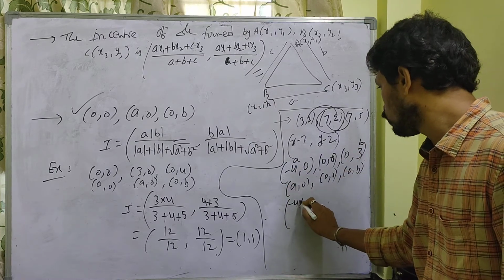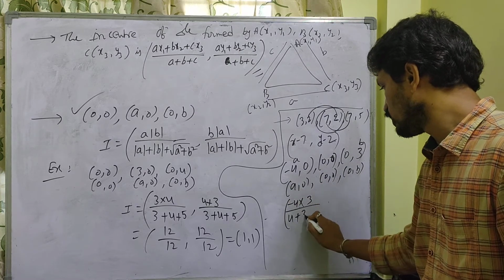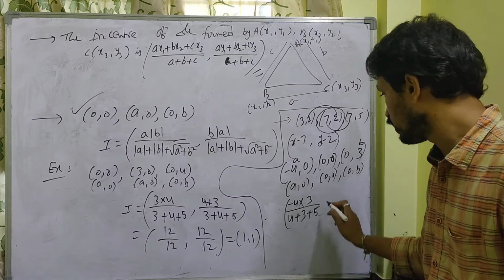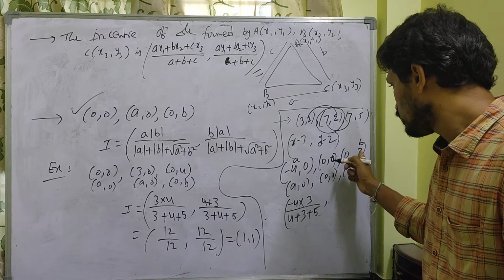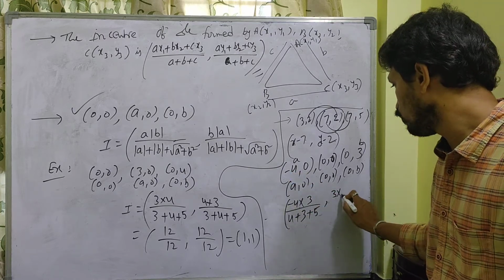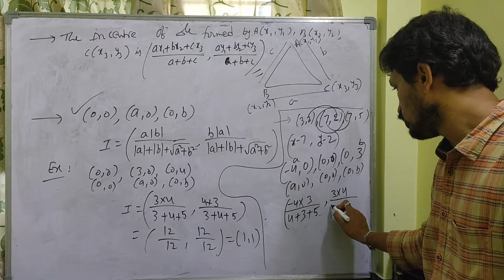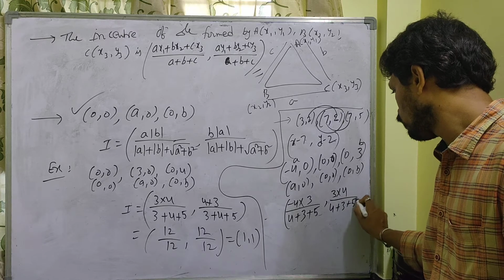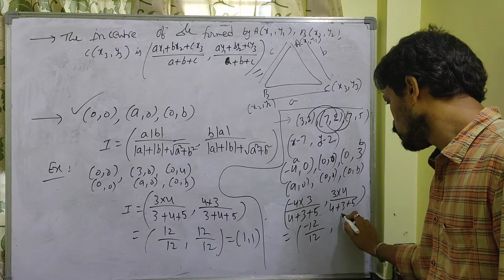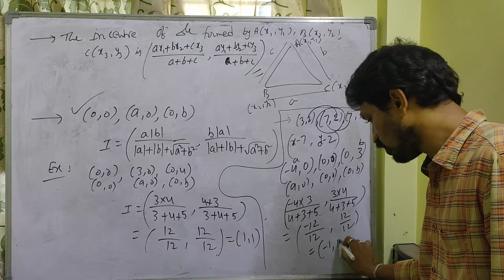So that means minus 4 into 3 by modulus of minus 4, 4 plus modulus of 3, 3 plus root over a square plus b square, 16 plus 9, that is 25, root 25 means 5. Comma, next one. Now this time b into modulus of a, 3 into modulus of minus 4, that is 3 into 4, by 4 plus 3 plus 5. What is the answer here? Minus 12 by 12. What is our answer? Minus 1 comma 1.